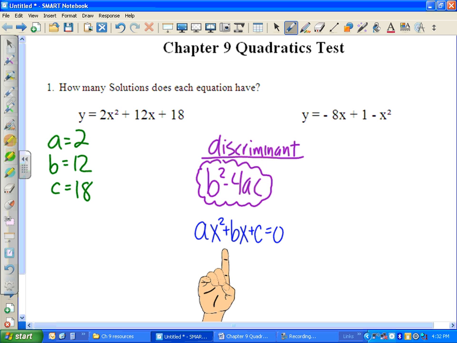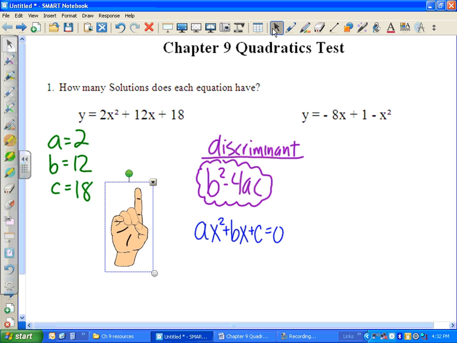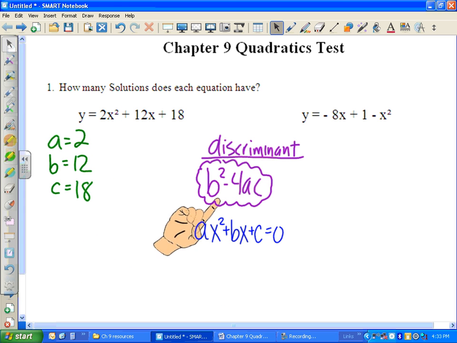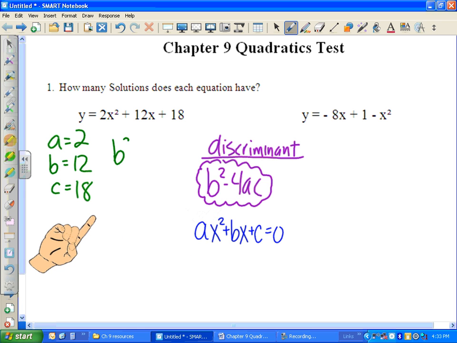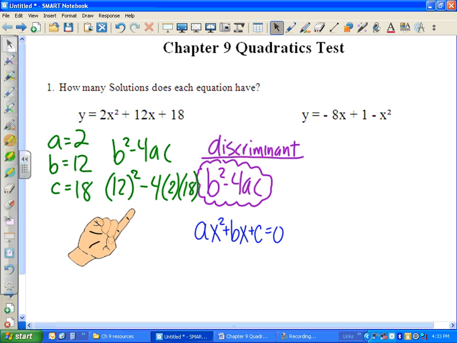Now I'm going to plug these numbers into the discriminant. We have b squared minus 4ac. The b is 12, so I'm going to put 12 in parentheses, minus 4 times a is 2, and c is 18. And there we go.